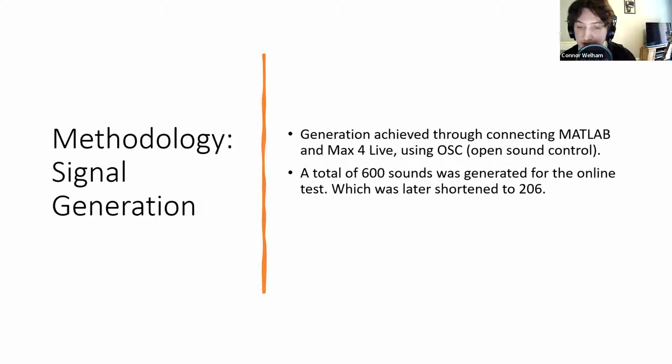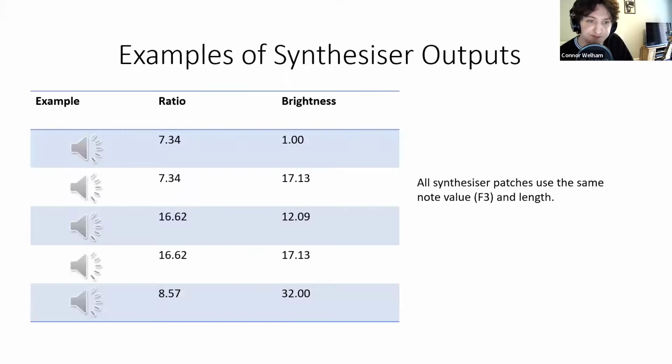Signal generation was done through MATLAB, Max for Live, and Open Sound Control. It was done automatically through essentially recording the desktop audio and sending signals through MATLAB to Max for Live, which allowed a total of 600 sounds to be generated, which I then had to comb through and reduce to 206.